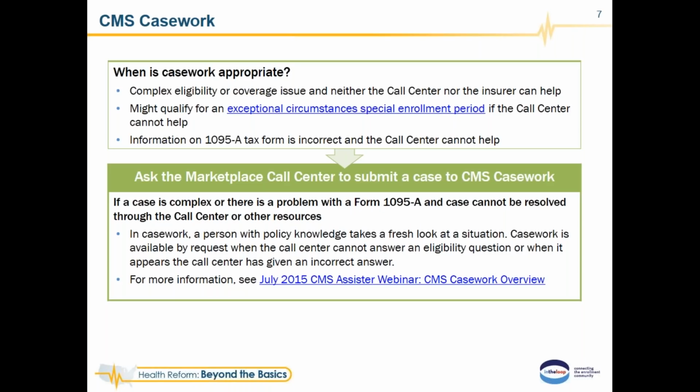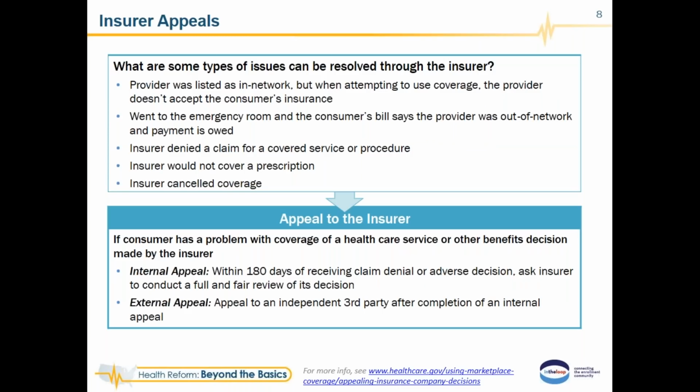Right now, at the time of year where consumers have been getting their 1095As from the marketplace, this is where we usually see an uptick in requests for casework if consumers believe that information on their 1095A is incorrect and the call center is unable to provide a revised version that sufficiently addresses the consumer's concerns. So that's a specific area right now in terms of timing and right around tax season where casework really does come into play. The second bucket that we'll talk about is insurer appeals.